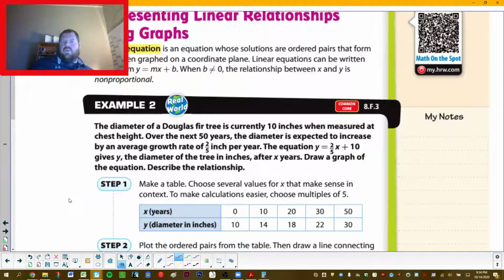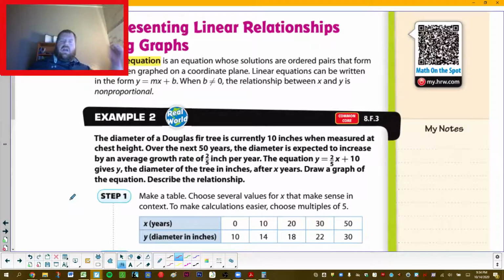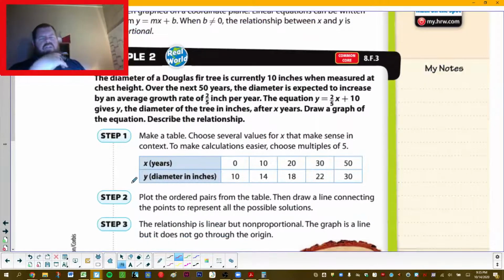Okay, so we got one more thing going on here, talking about linear equations. Everything with linear equations comes down to the formula, what we call slope-intercept form of a linear equation, y equals mx plus b. And when b is not equal to 0, that relationship between x and y is non-proportional. Okay, let's look at this second example.